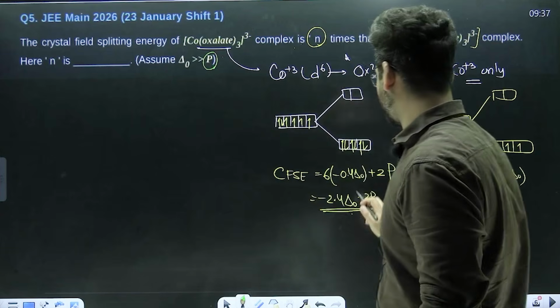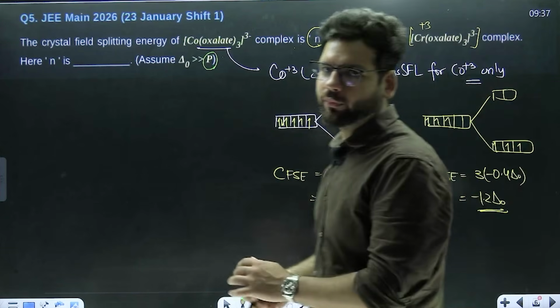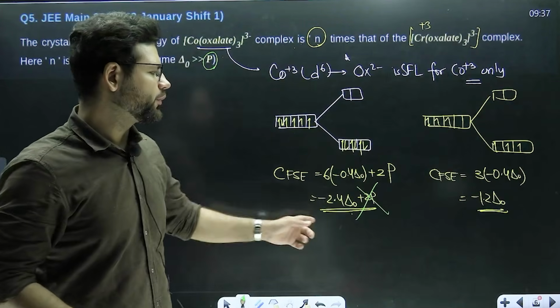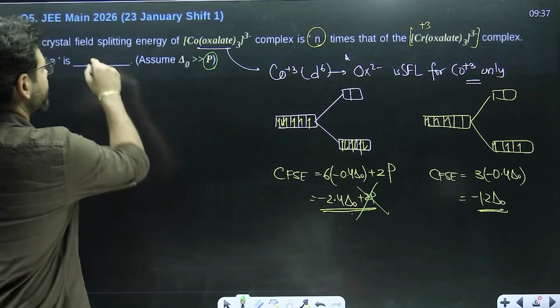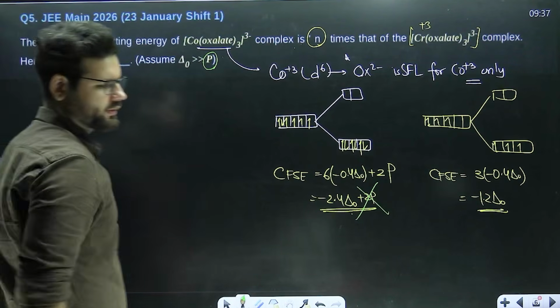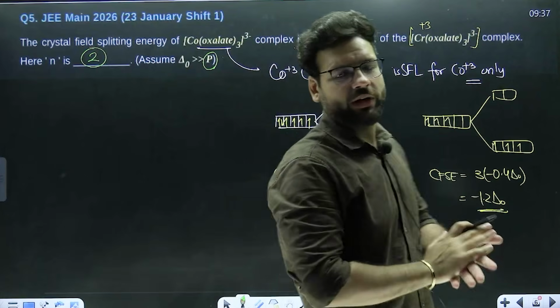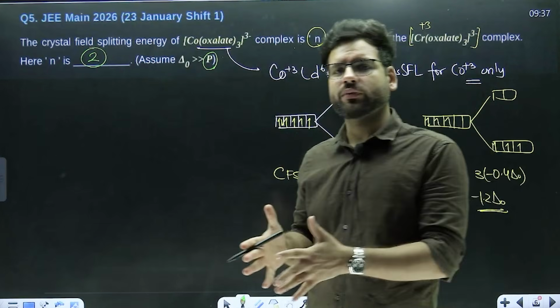So neglect the pairing. I can neglect it. Okay. So this is minus 2.4, that is minus 1.2, which is double the value. So n value is 2. It's 2 times. Okay. You can pause the video, solve the questions yourself first from the next one.